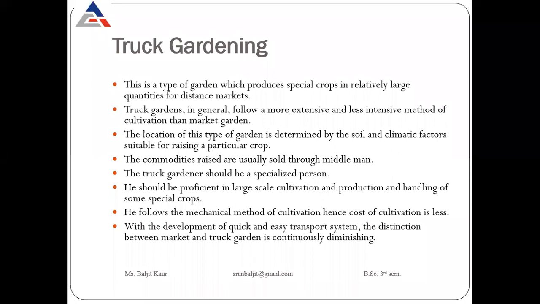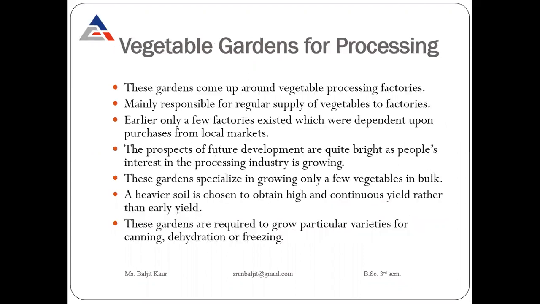And with the development of quick and easy transport systems, the distinction between market and truck garden is continuously diminishing, right? So these crops are quickly transported to the different cities, so the distinction between market garden as well as truck garden is diminishing. Next is vegetable gardens for processing, right?